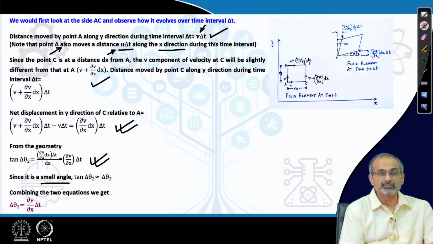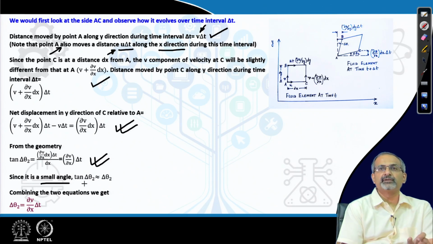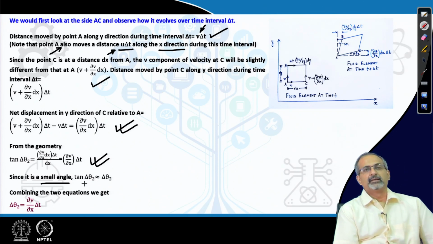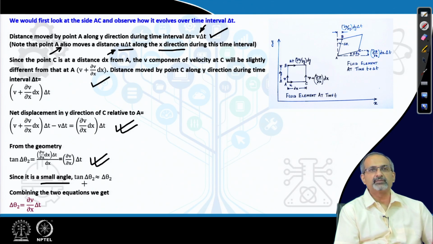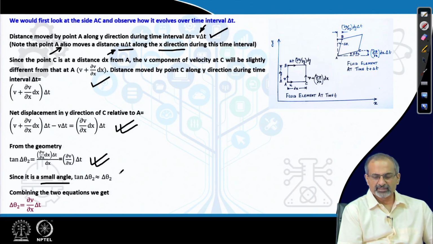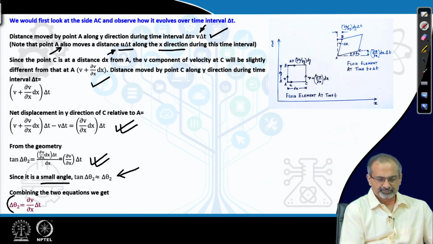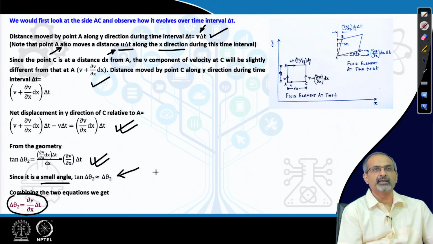If we take it to be a small angle, because if you allow it very small time, then the rotation will also be a very small angle. Therefore, we can assume it to be approximately equal to delta theta 2 in radians, and combining the findings you can define delta theta 2 like this, del v del x into delta t.